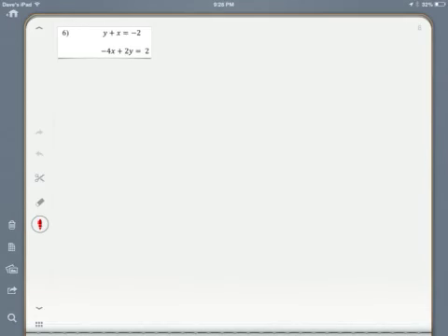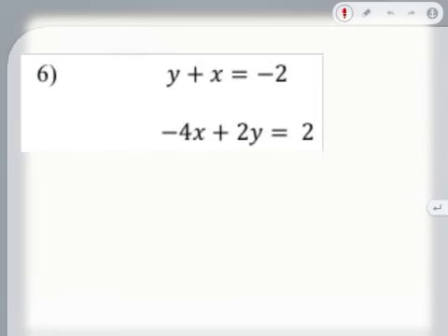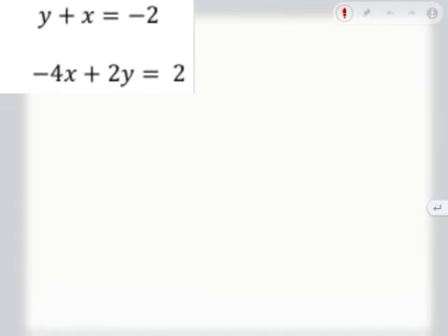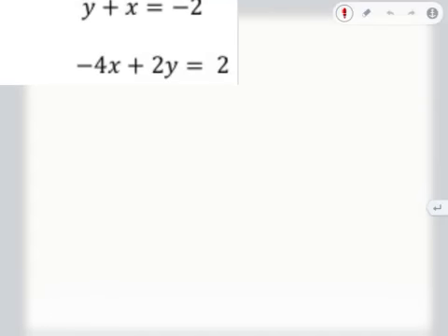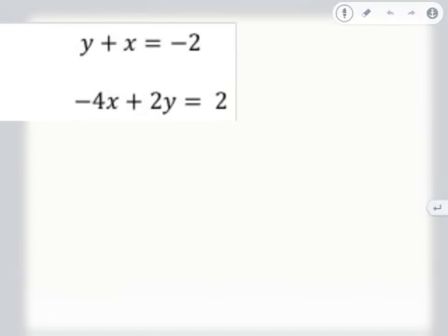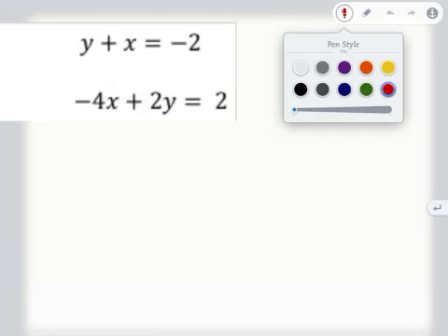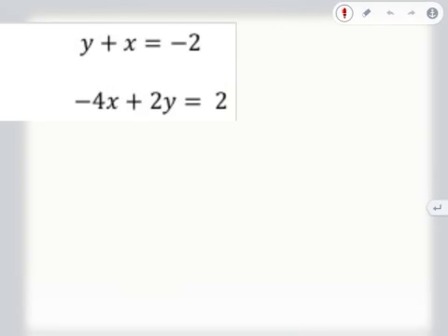Okay, number 6. So what we're going to do is solve this using elimination. We've got y plus x equals negative 2 and negative 4x plus 2y equals 2. So what we're looking to do is cancel out either the x's or the y's.